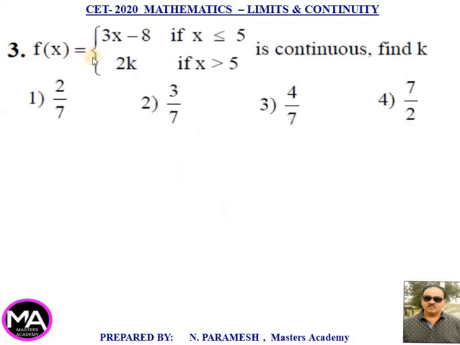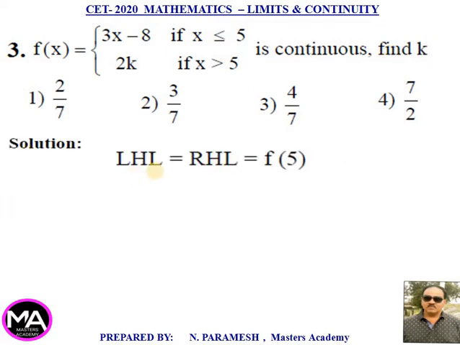Third question: f of x is equal to 3x minus 8 if x is less than or equal to 5, and 2k if x is greater than 5, is continuous. Find k. 4 options are given. Solution: left hand limit is equal to right hand limit is equal to f of 5. 2k is equal to f of 5, which is 3 into 5 is 15 minus 8, so 2k is equal to 7. Therefore k is equal to 7 by 2, that is there in option fourth one.